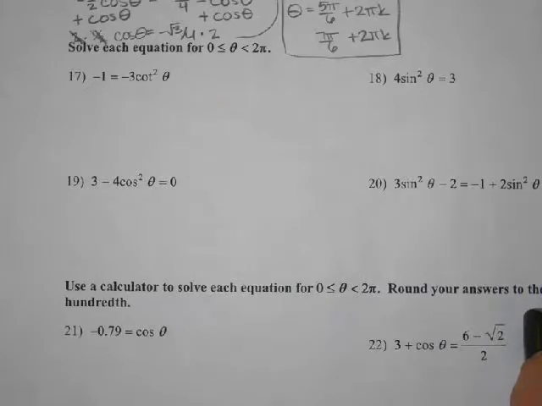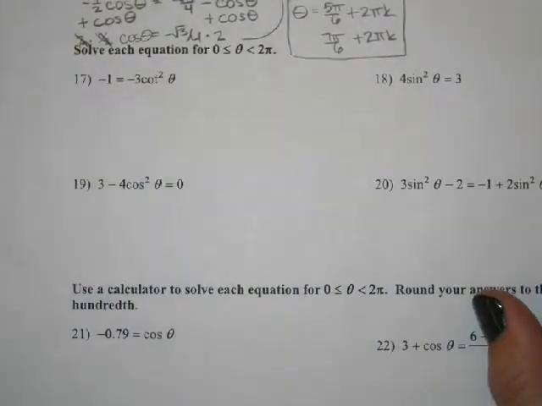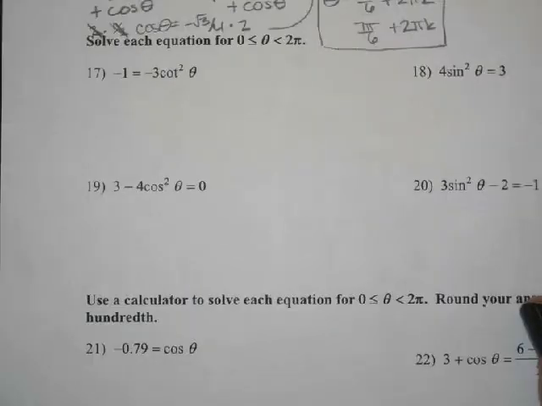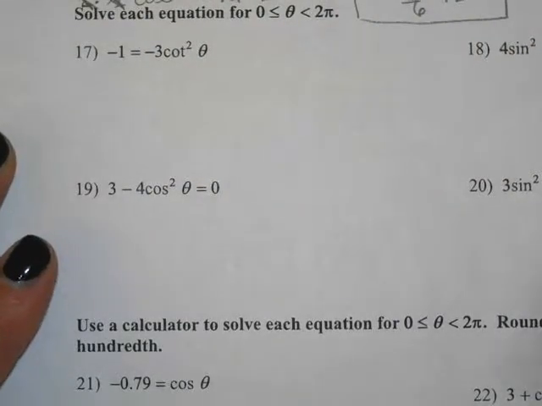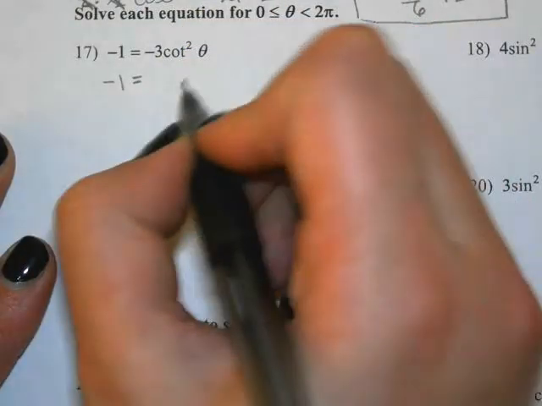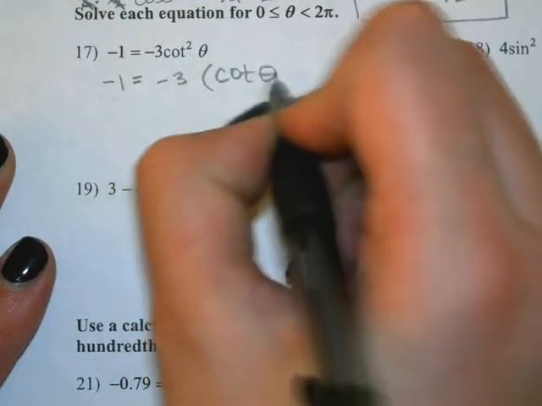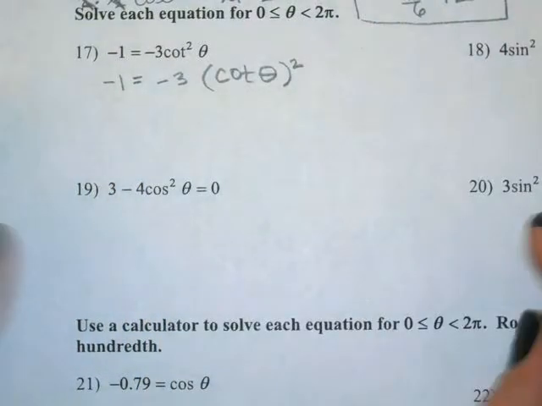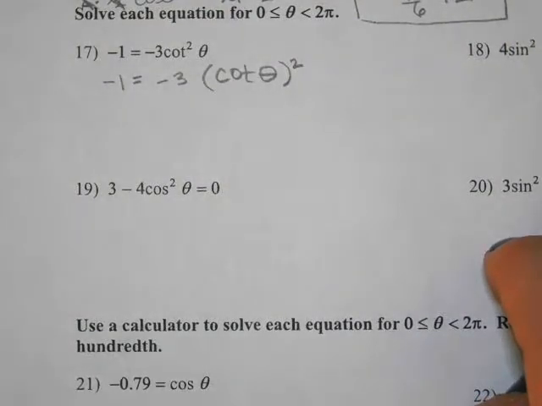Okay. So for number 17, we're going to rewrite this problem because they wrote it in math notation, kind of, because they were too lazy to put parentheses. This is negative 1 equals negative 3 times cotangent theta to the second power. That's what that notation really means. So I'm going to rewrite the problem first.